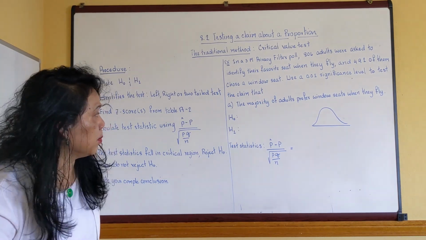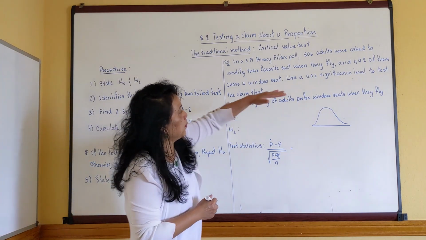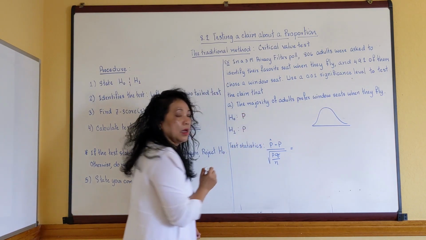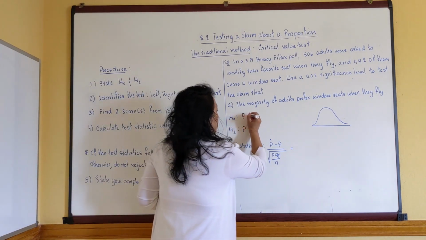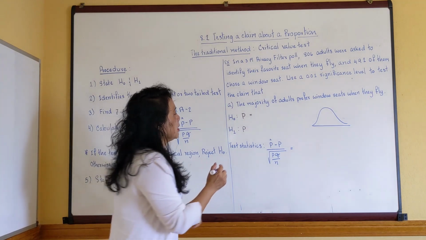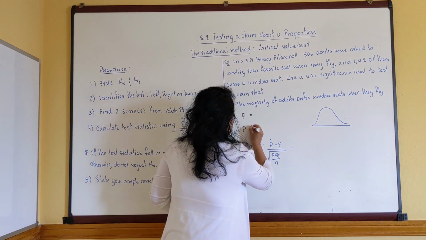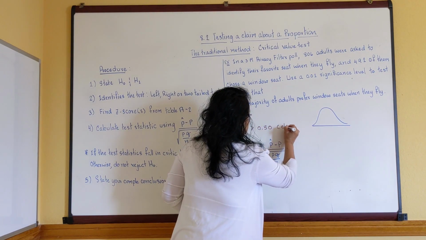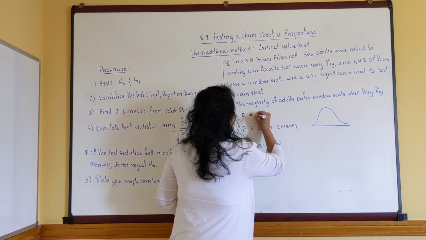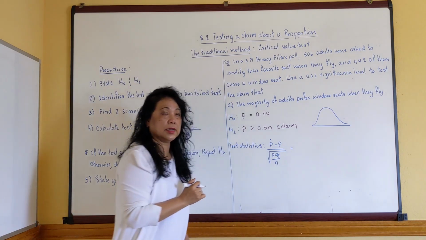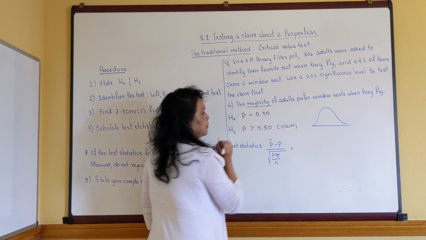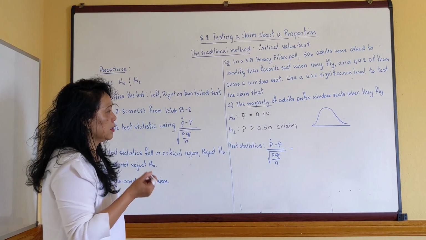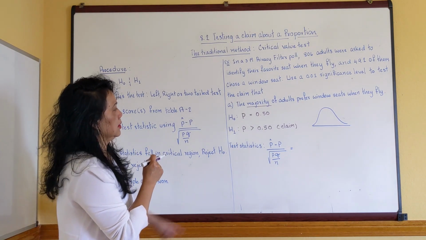This is about proportion because you have part of a whole, so it's going to be P. The null will be equal. Majority means greater than, so it's greater than 50%, and this is the claim. Let's go back: majority means more than 50% of adults prefer window seats when they fly.